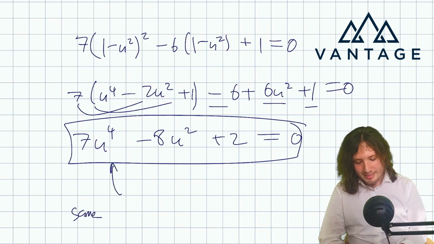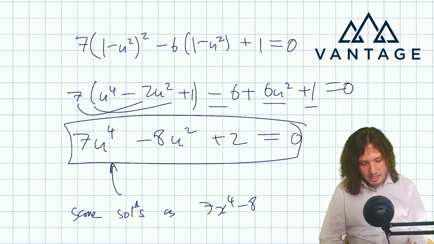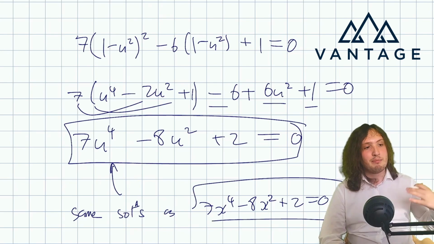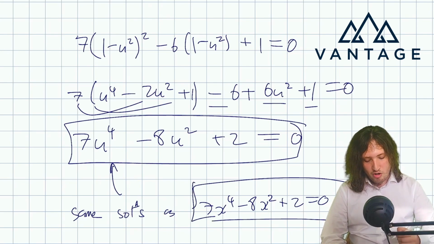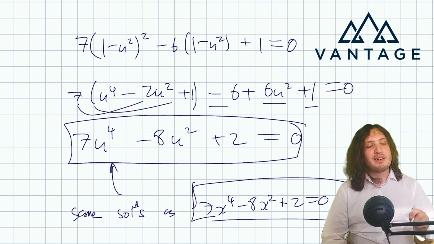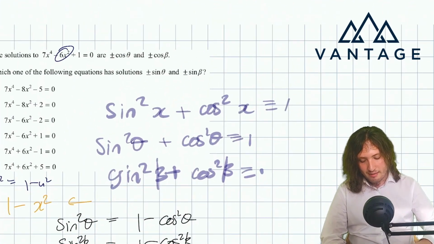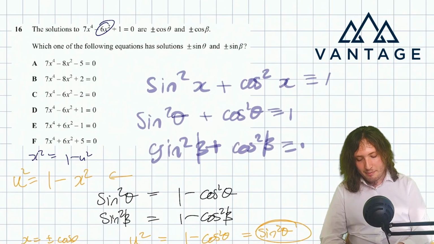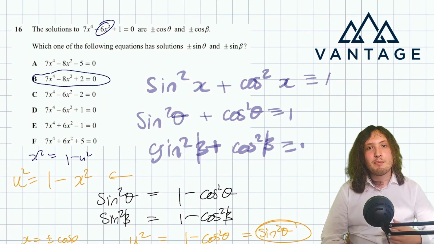So this obviously is going to have the same solutions as this. The only reason we changed to u was to make it easier to implement the change of variables that made sure the solutions were appropriately related. So we're looking for 7x to the 4 minus 8x squared plus 2 equals 0. And that means the correct answer is B.